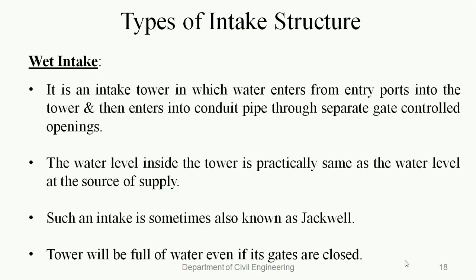A wet intake tower is the one in which water enters from entry ports into the tower and then enters into the conduit pipe through separate gate controlled openings. The water level inside the tower is practically the same as the water level at the source of supply. These types of intake structures are sometimes also known as jack well. This type of tower will be full of water even if its gates are closed.